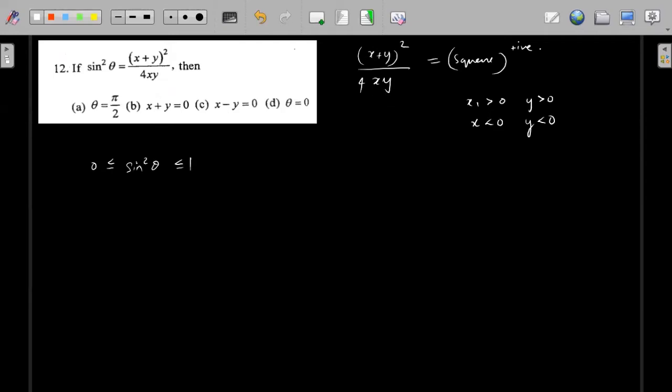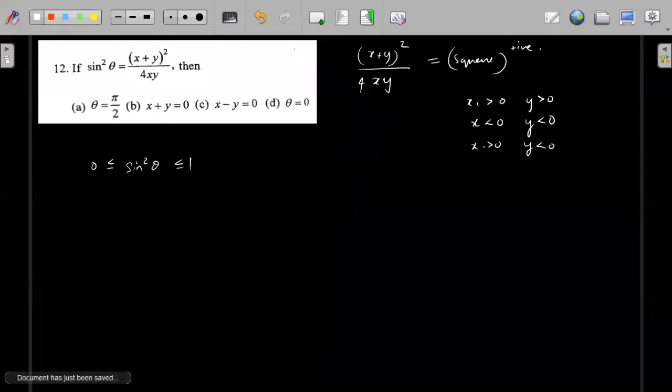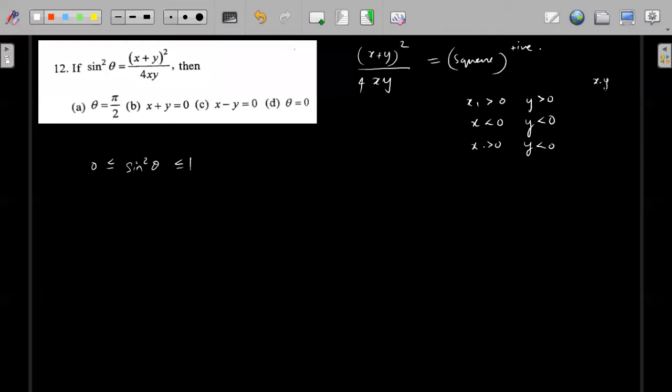Now suppose x and y are opposite in sign, that means x is greater than 0 and y is less than 0. Now very carefully, I will write here x into y. So x into y will be less than 0, and the numerator is a square, so the whole thing will be negative, and a negative value cannot be equal to a positive value. So that means this case is not possible. That means x greater than 0 and y less than 0 is not possible.